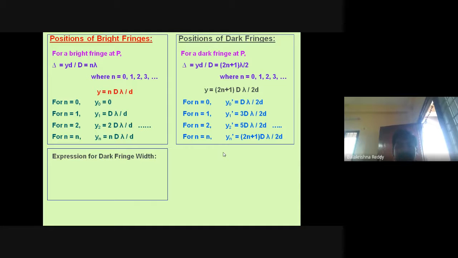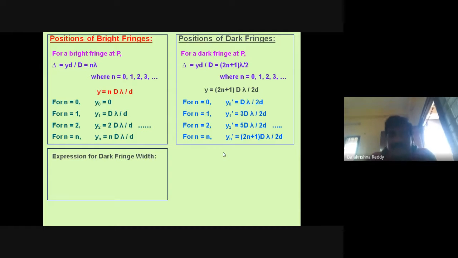Expression for dark fringe width. What is the expression for fringe width? Till now we have studied the position of the fringes, where they are located on the screen. But for the dark fringe width, how wide it is, that we are going to find.